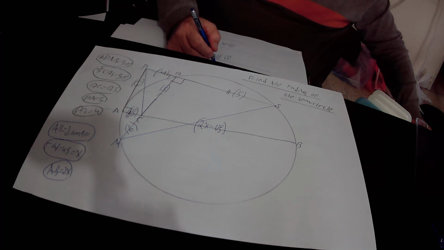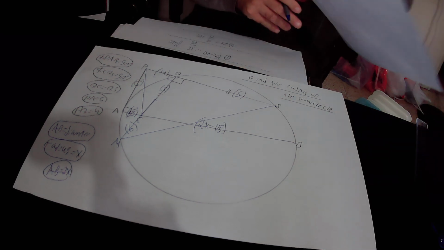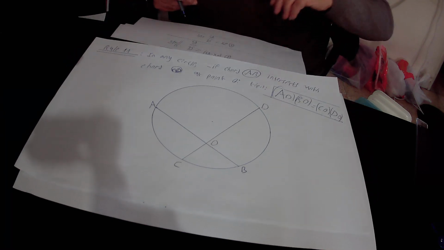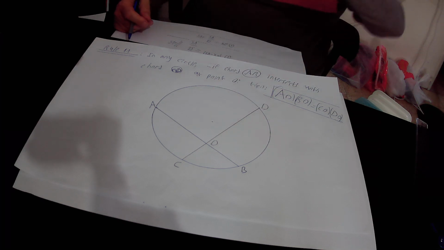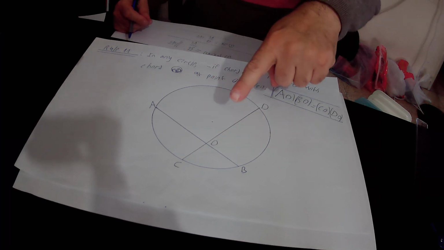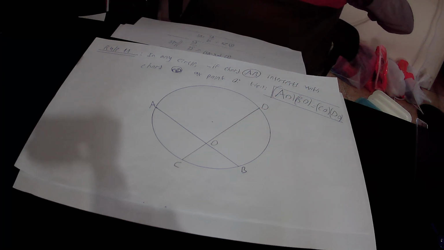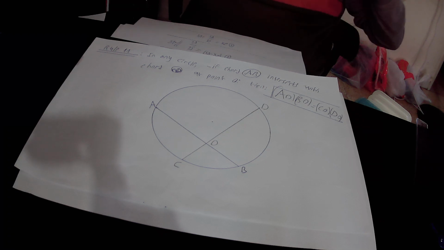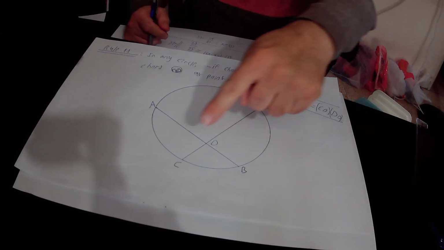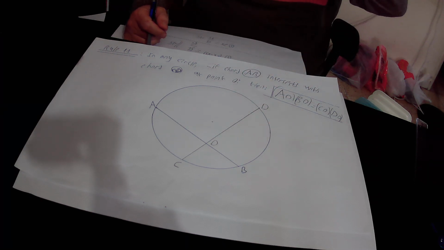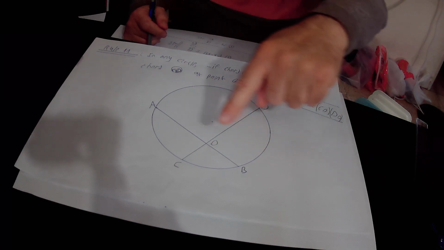So, according to rule number 11, if chord AB intersects with chord CD at point O, then the following equation is true: AO times OB equals CO times OD. Again, whenever we have two chords that intersect with each other inside the circle, then this equation will be true. Here chord AB intersects with chord CD at point O. Therefore, according to rule number 11, AO times OB equals CO times OD.